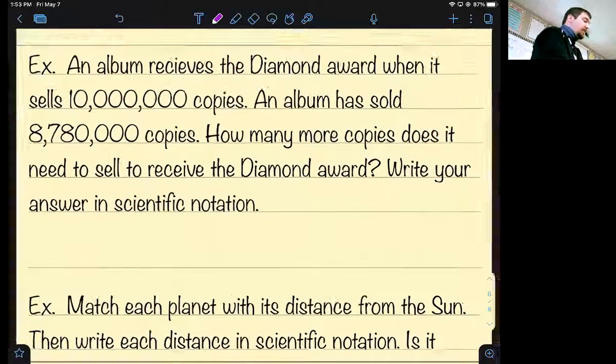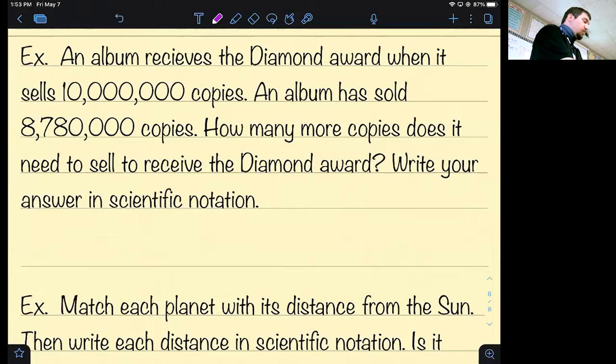All right, so an album receives a Diamond Award when it sells 10 million copies. An album has sold 8,780,000 copies. How many more copies does it need to sell to receive a Diamond Award? Write your answer in scientific notation. So let's first off find out how many more albums we'd have to sell.